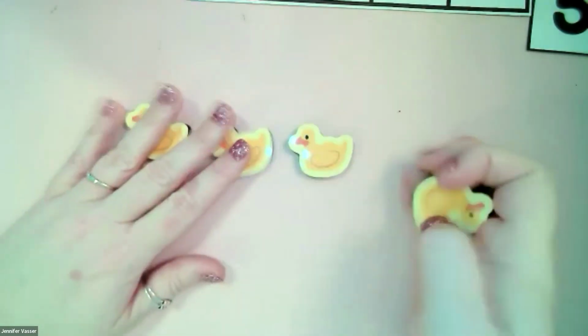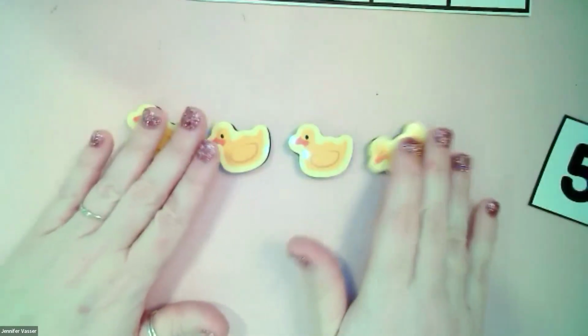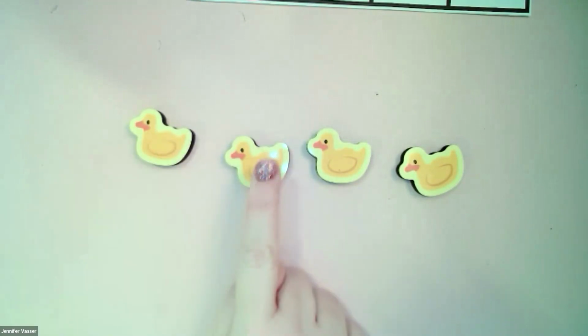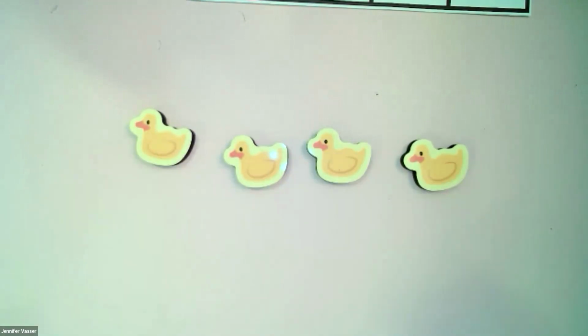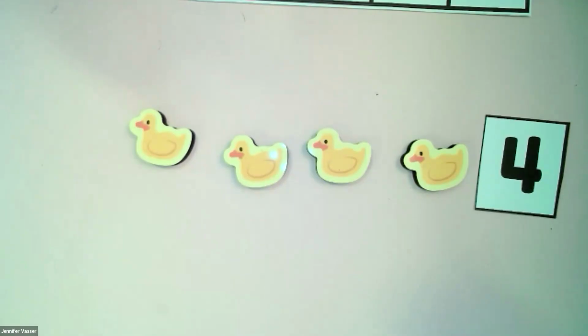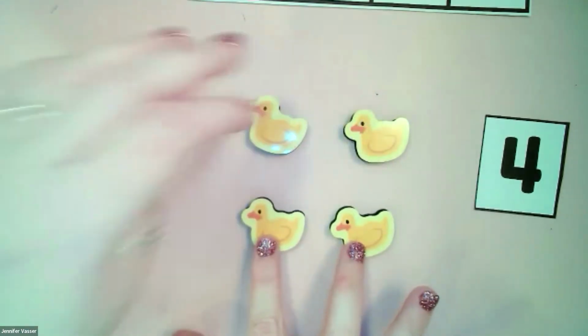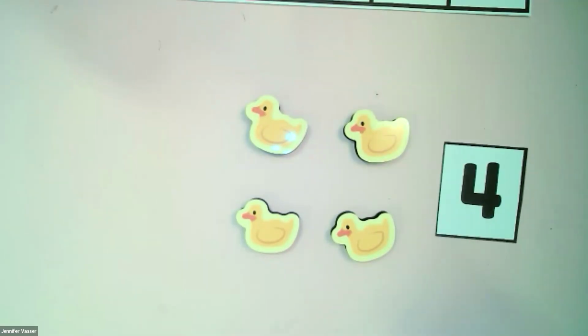Let's try a different number. Let's try this quantity. How many do you see in this group? That's right. I see 4 ducks. I have my ducks in a row. Yay! I have my ducks like this in a square. Did my number change? No.